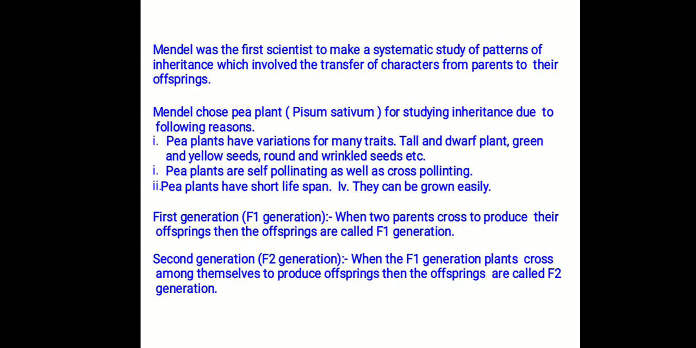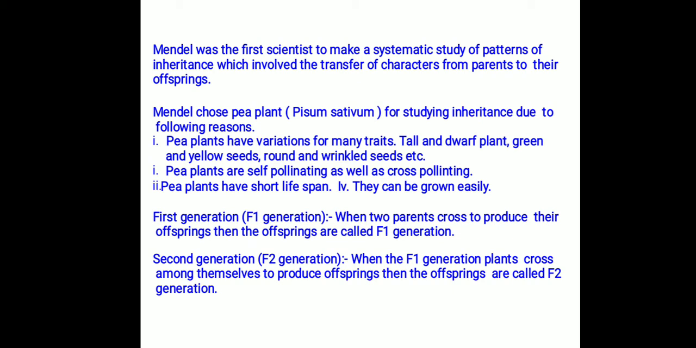Then the first scientist who made a systematic study of the pattern of inheritance was Mendel, and it involved the transfer of characters from parents to their offspring. There was a reason that he chose the pea plant, Pisum sativum: the pea plant has variation in many traits. First was tall and dwarf plant, green and yellow seed, round and wrinkled seed. Pea plants are self-pollinating as well as can be cross-pollinated. They have a short lifespan and can be grown easily.